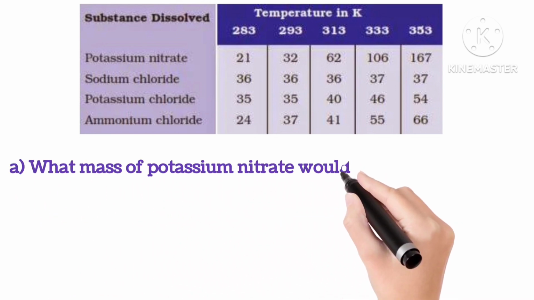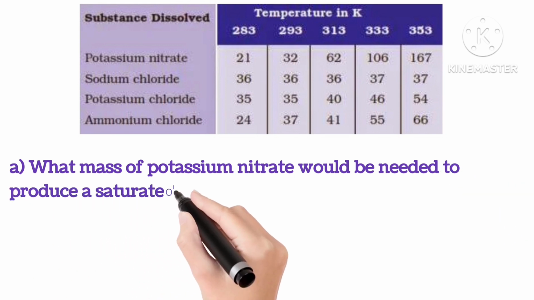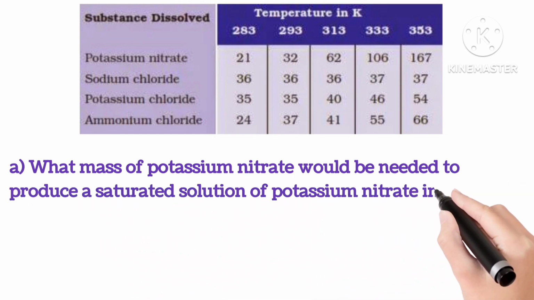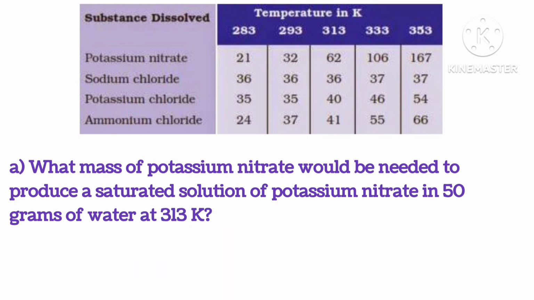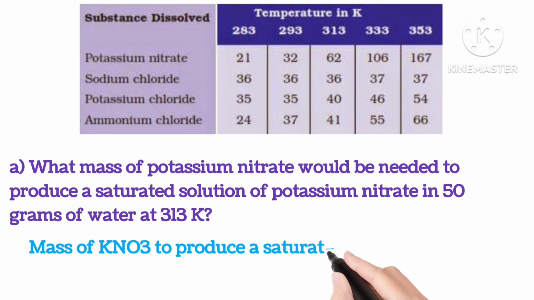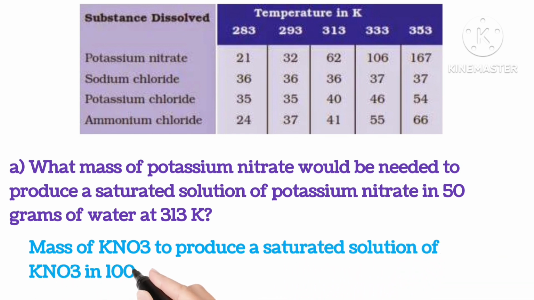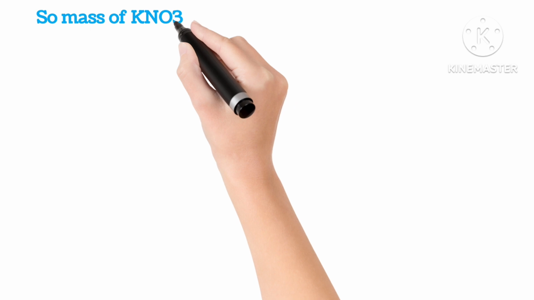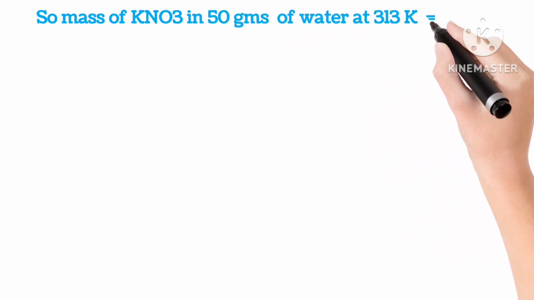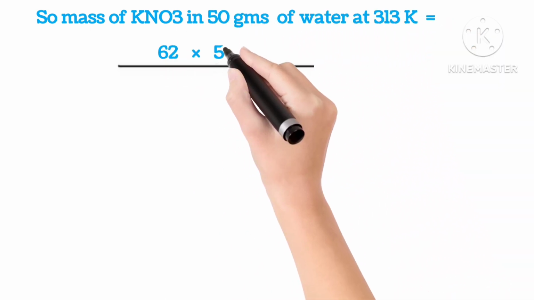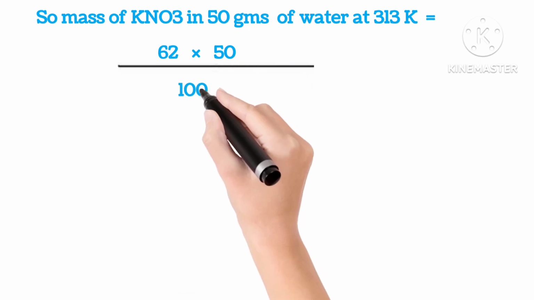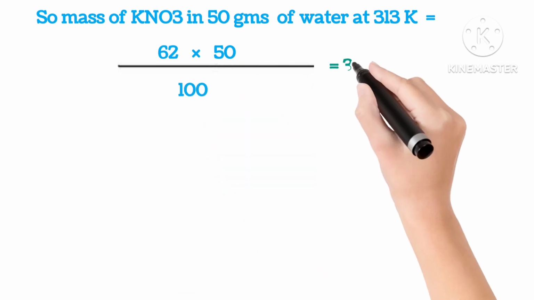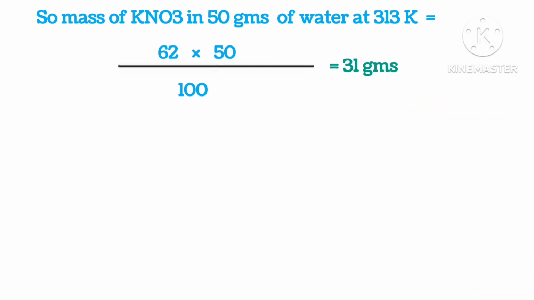What mass of potassium nitrate would be needed to produce a saturated solution of potassium nitrate in 50 grams of water at 313 Kelvin? Mass of potassium nitrate to produce the saturated solution in 100 grams of water at 313 Kelvin is 62 grams. So the mass of potassium nitrate in 50 grams of water at the same temperature will be 62 into 50 upon 100. That will be equal to 31 grams.